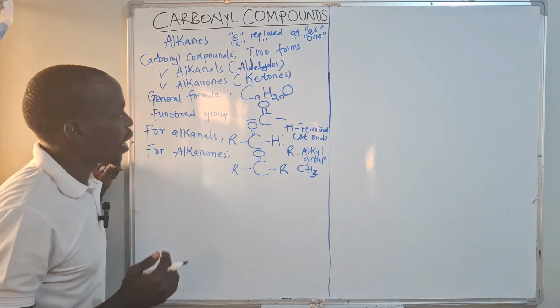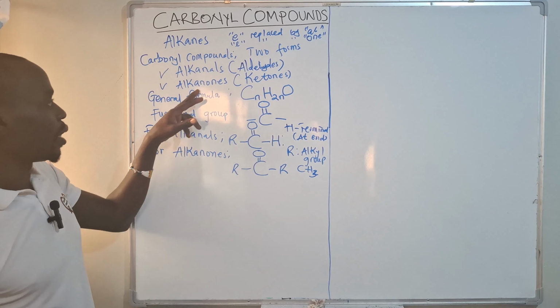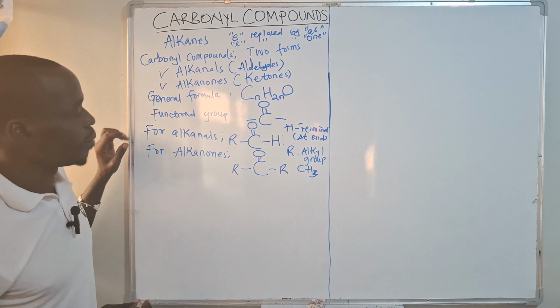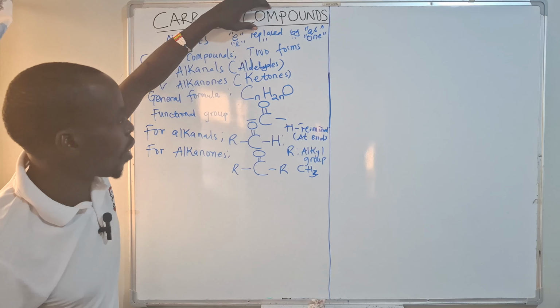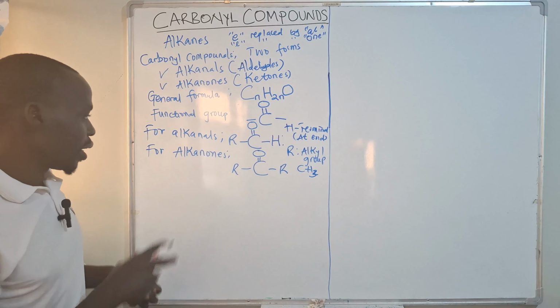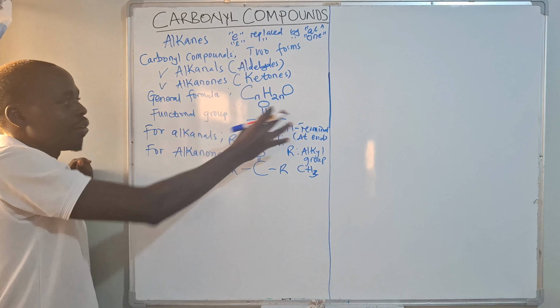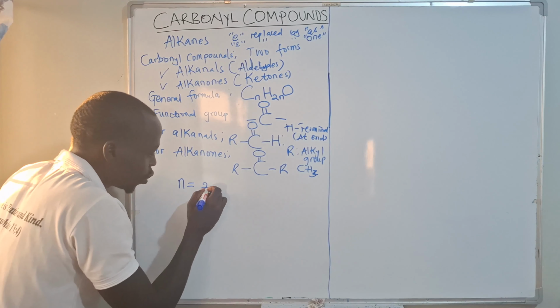To be more specific, we shall start by talking about alkanals in detail. Then we pick alkanones and talk about them in detail. But all in all, we're in carbonyl compounds. Now, let's take one example. Because we have the general formula, let's say my n is given to be 2.